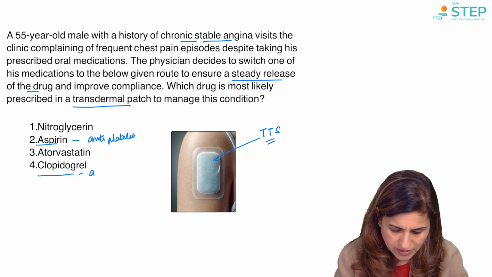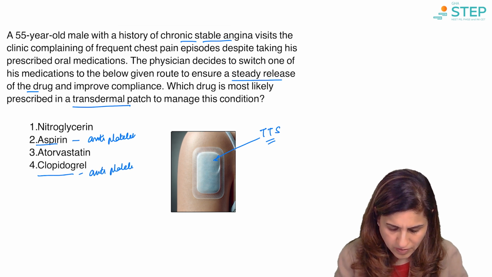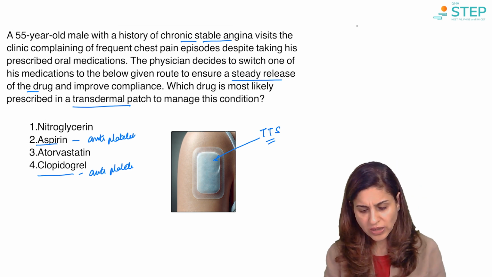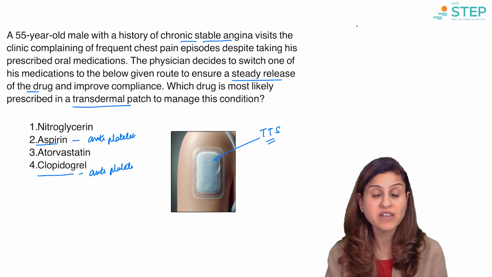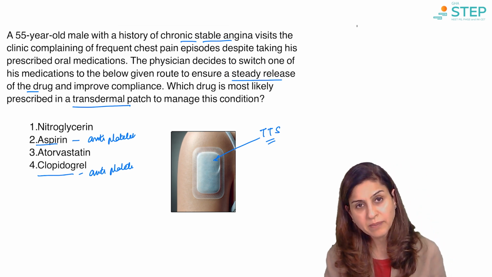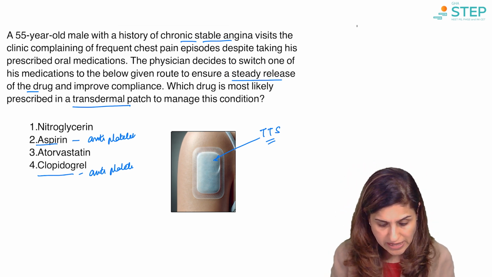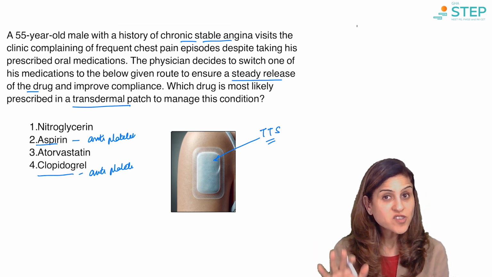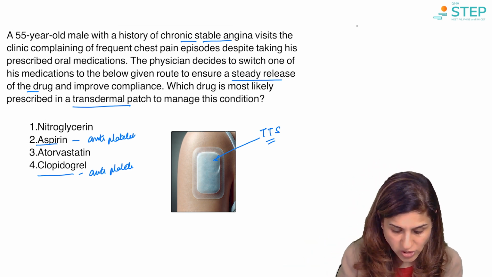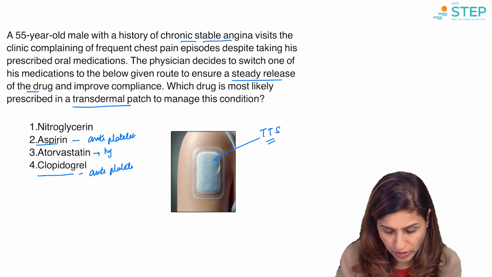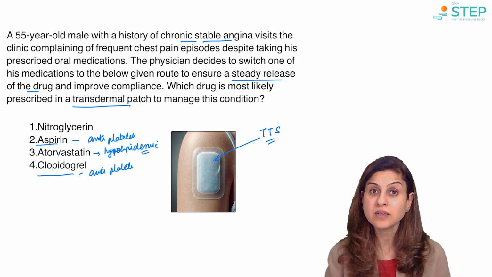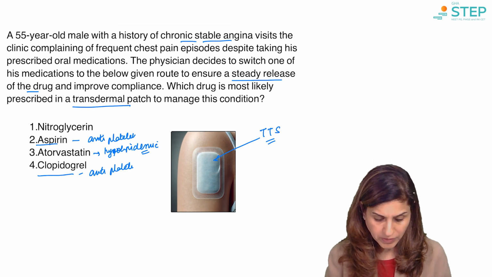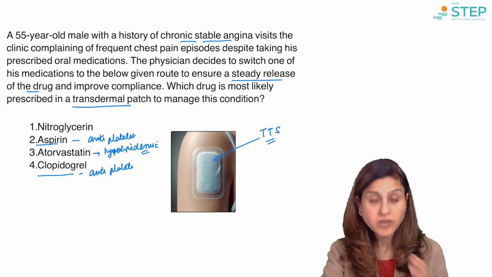Antiplatelets are usually given in cases where, let's say, a patient has a suspected myocardial infarction or a stroke. These antiplatelet drugs are usually prescribed there, and they are not available as a transdermal patch yet. Atorvastatin is a hypolipidemic drug, used when there is excessive cholesterol formation in the body. So again, we don't have any transdermal patch.